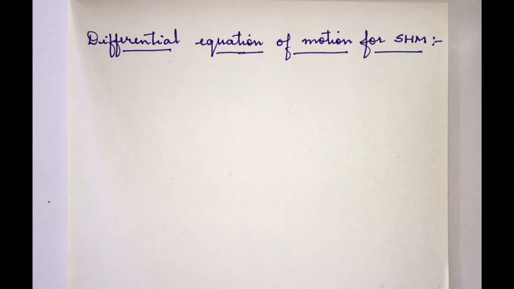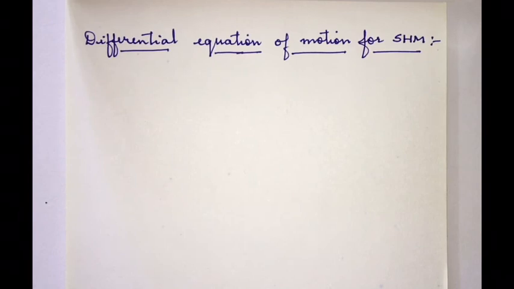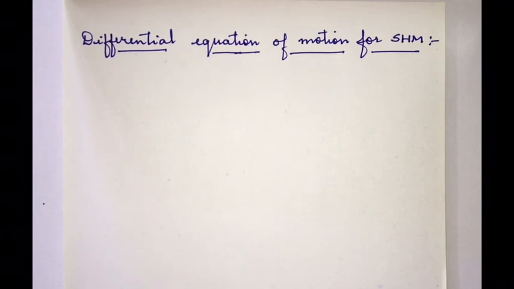The next topic we are going to discuss is the differential equation of motion for simple harmonic motion. For this, let us consider a body which is undergoing free oscillations. For example, you have a mass attached to a spring, you pull it and set it for oscillations, and it is undergoing oscillations.